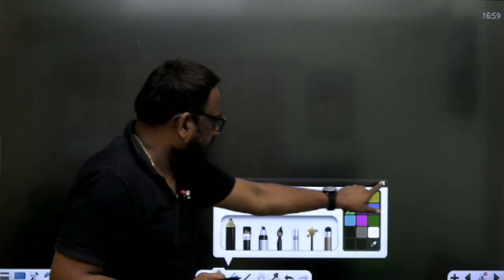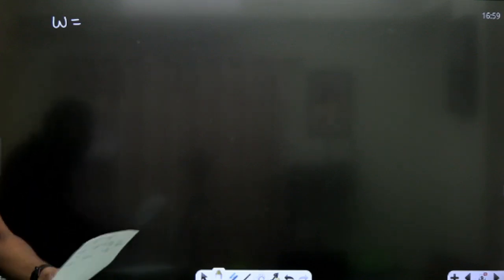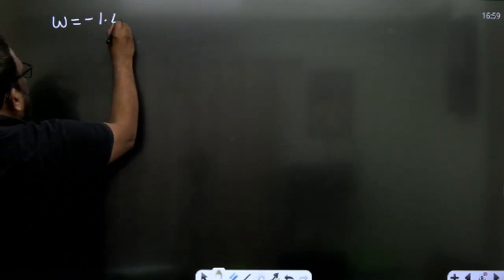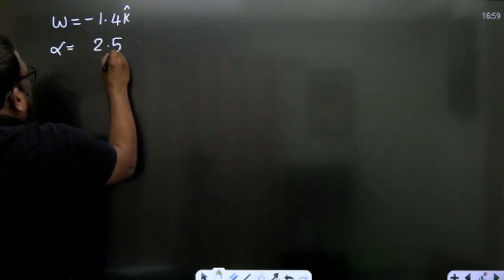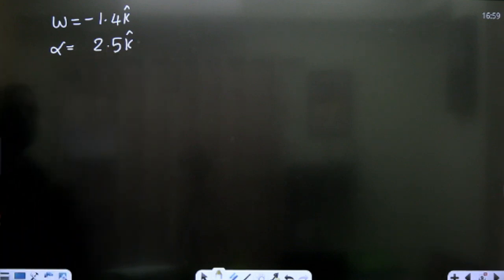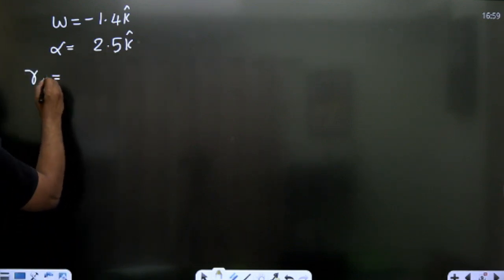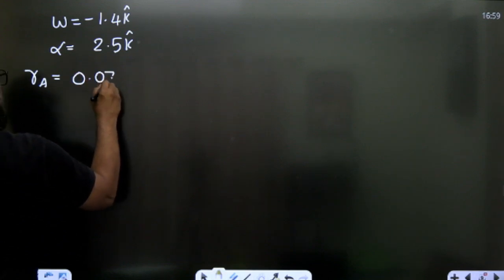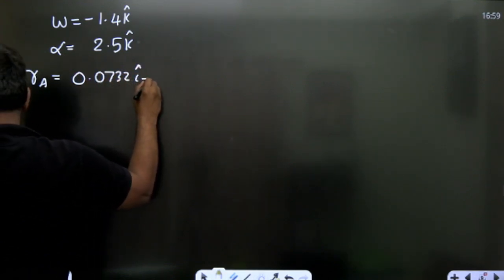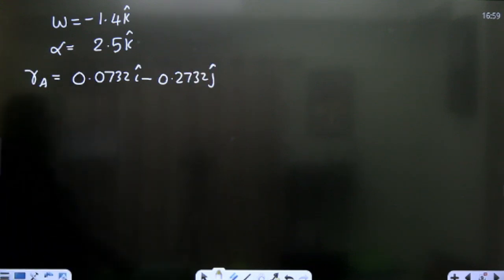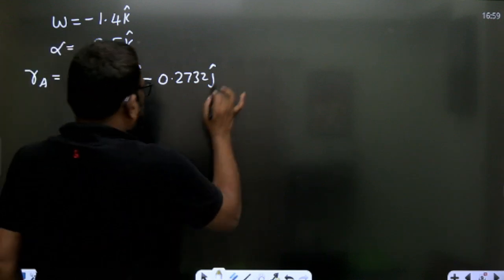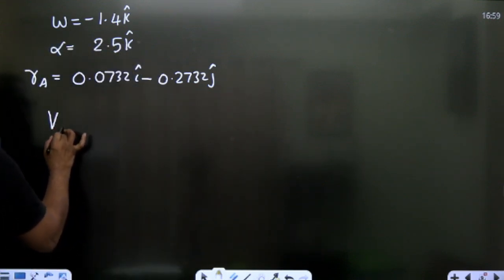Now let's proceed. So we know, my dear students, what is omega? I think omega is minus 1.4 k, already given. Alpha is 2.5 k, already given. And the position of A is 0.0732 i cap minus 0.2732 j cap, correct. Now you want the velocity. I want the velocity of point A.